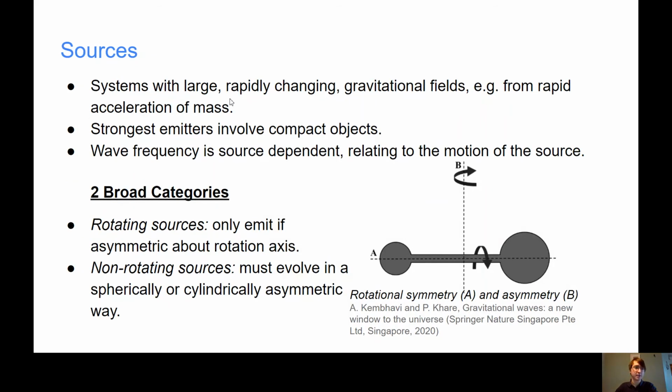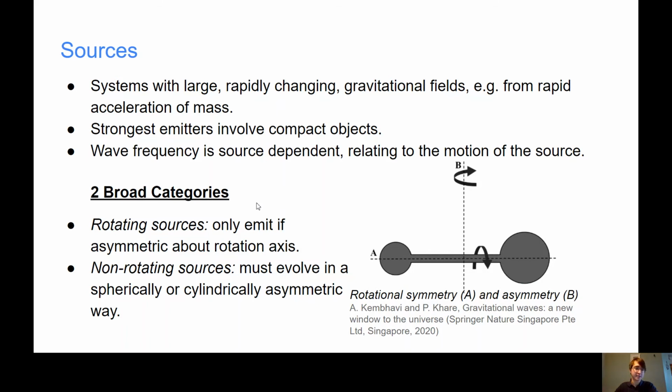Good sources of gravitational waves involve large, rapidly changing gravitational fields stemming from large, rapid changes in energy and mass distribution. Such systems typically involve compact objects, which are bodies with extremely high densities and consequently large gravitational fields, such as neutron stars or black holes. Importantly, characteristics of the wave, such as frequency or amplitude, are strongly source dependent and relate to the dynamics of the source. We can broadly separate sources into two categories, rotating and non-rotating.